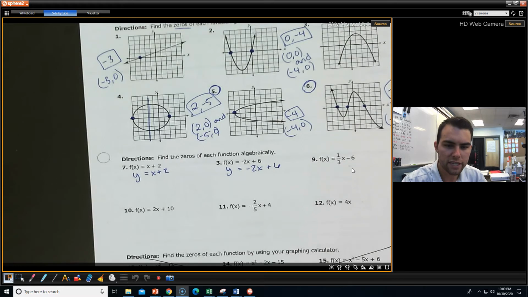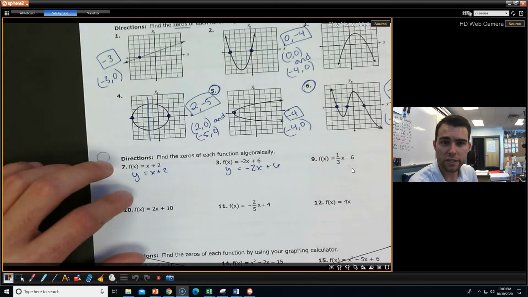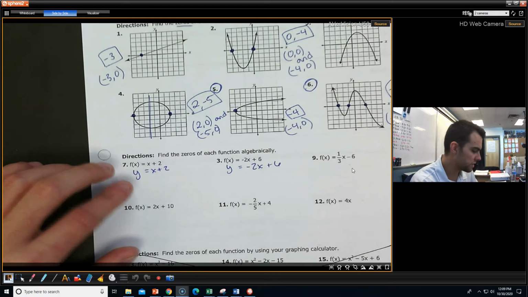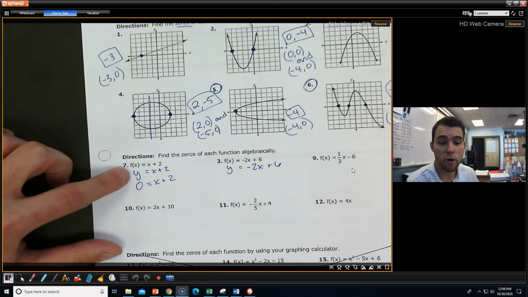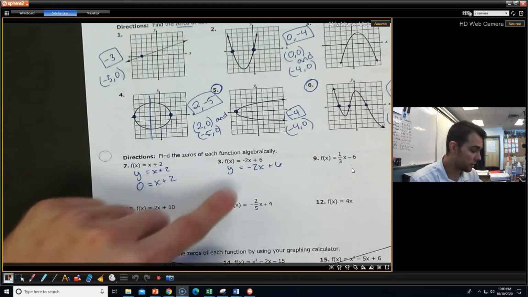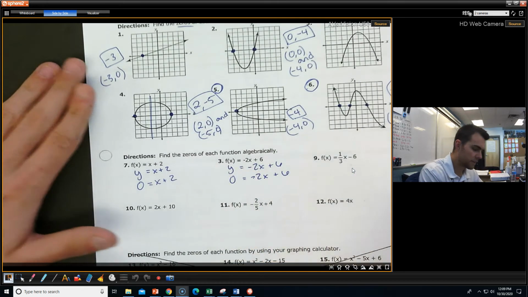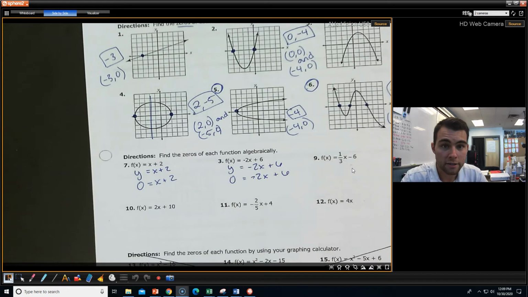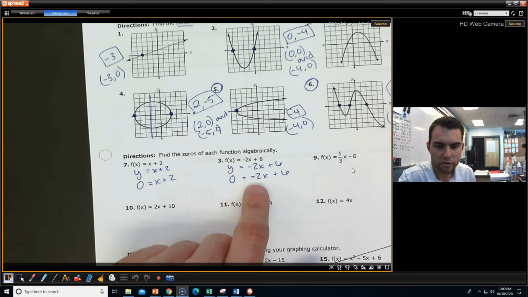If we want to find the 0 of each function, this is what we have to do. Since the y-coordinate is always 0, I have to first set my y equal to 0. I set my y equal to 0. My y is now 0. I'll do the same thing here. Now, the only thing I need to do now is actually solve for x. So I actually have to figure out what x needs to be to make this true.